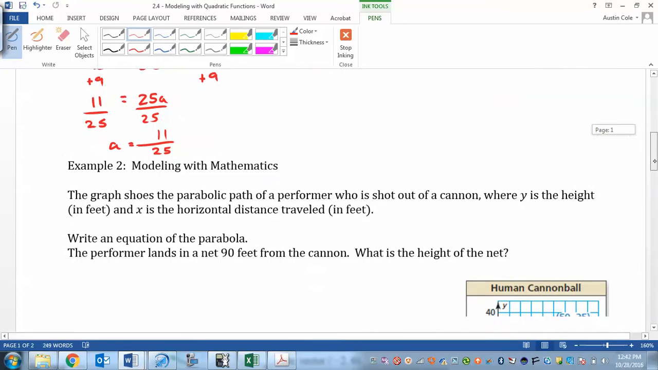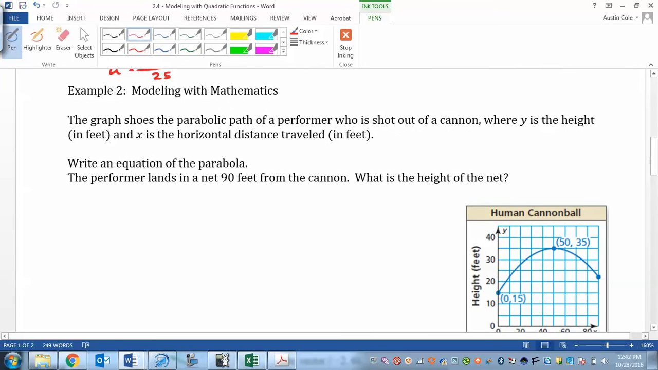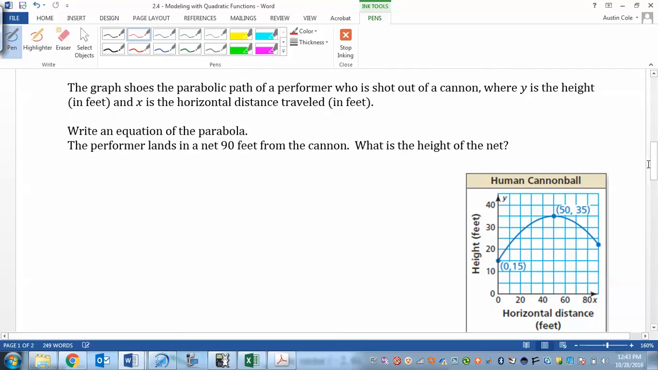Okay. Example 2. It says the graph shows the parabolic path of a performer who is shot out of a cannon, where y is the height in feet. There it is, height in feet. And x is the horizontal distance traveled. First, it says write an equation of the parabola. That's our first goal, or our first part of the problem.